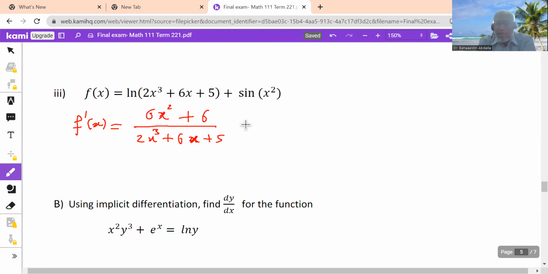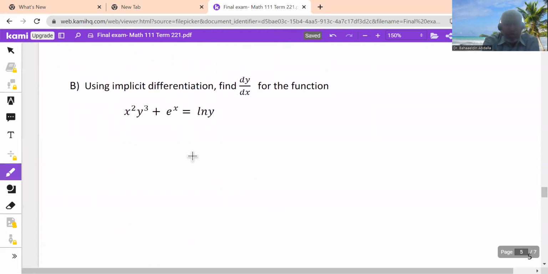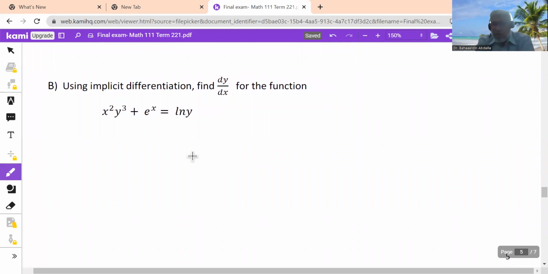The derivative of sine x squared, I have to use the chain rule. Derivative of sine, the outer function, is cosine of x squared. And now you multiply by the derivative of the inner function, which is x squared, which is 2x, and that's the final answer.